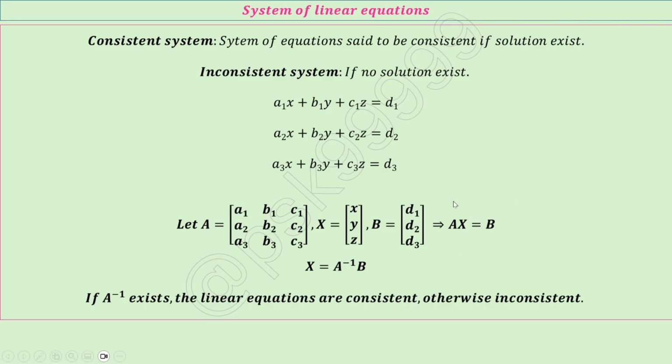Now if I multiply with A inverse on both sides, I'll get X equal to A inverse into B. So I got my variables x, y, z using this equation, and this is consistent only if A inverse exists. If A inverse exists, then I get the values of x, y, z. That's why you have the definition of consistent and inconsistent systems. Based on this, we'll solve some problems and understand this more.